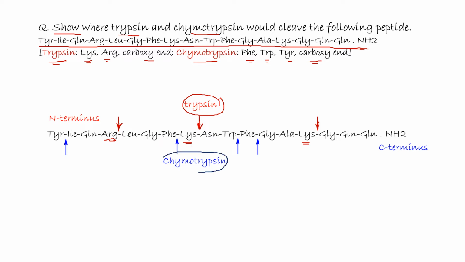Using chymotrypsin, which again will hydrolyze the peptide at the phenylalanine, tryptophan, tyrosine carboxy end. Here we have tryptophan, we have phenylalanine, we have tryptophan, and we have phenylalanine. Well, it will hydrolyze the peptide here at these carboxy ends. Okay?